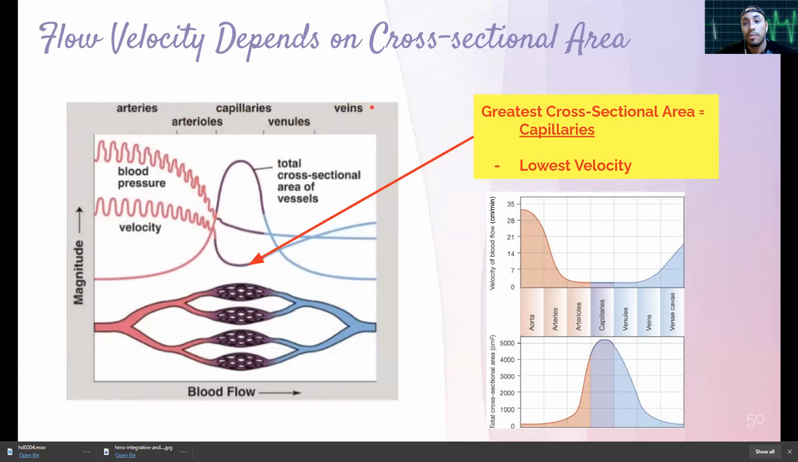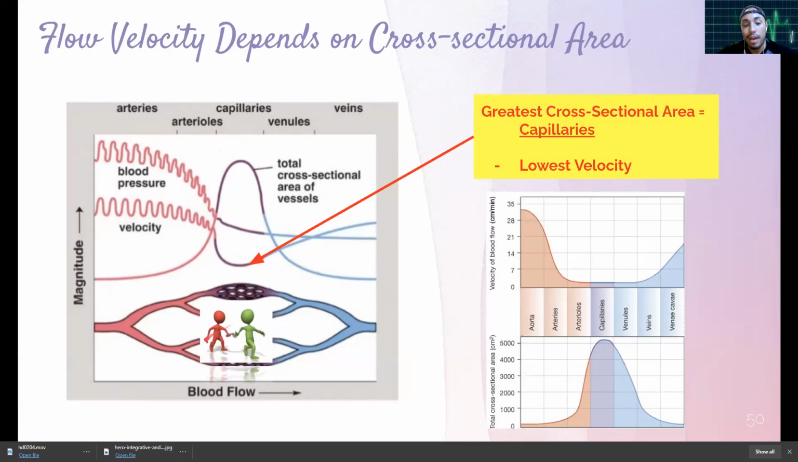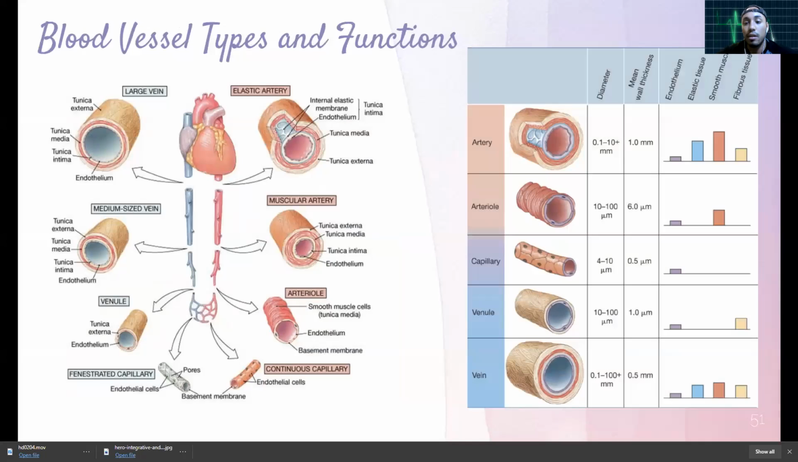Then know the relationship between cross-sectional area and how it affects things like blood pressure and velocity. This is a key one. Your cross-sectional area is greatest at the capillaries, which means lowest velocity. This is important because this is where gas exchange occurs. You would definitely want the velocity to be the lowest at the capillaries. That way, your red blood cells can pick up or pass off oxygen, because this is where the exchange occurs. Your blood cells give off oxygen to the cells and pick up CO2, then take it to the veins and back to the heart, so it can be removed from the body.